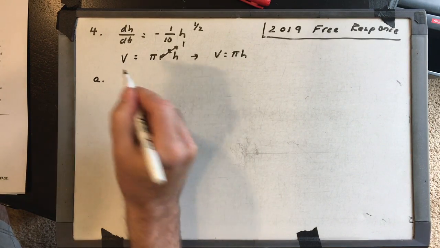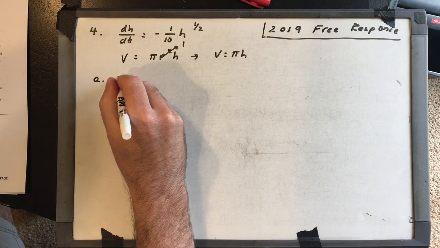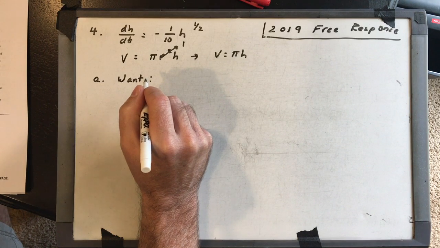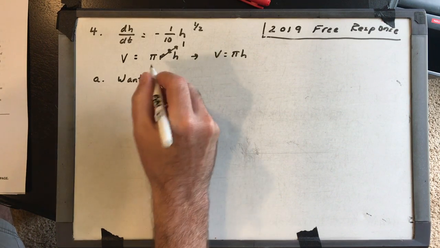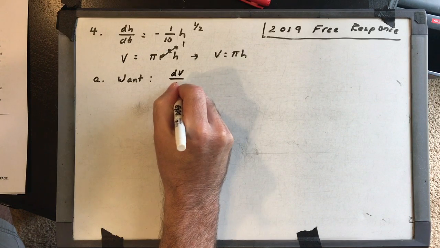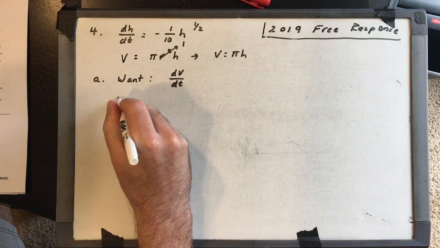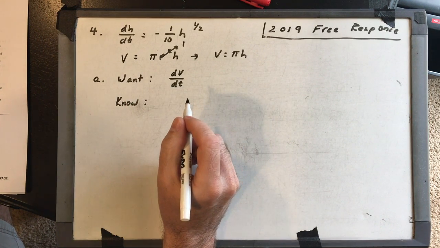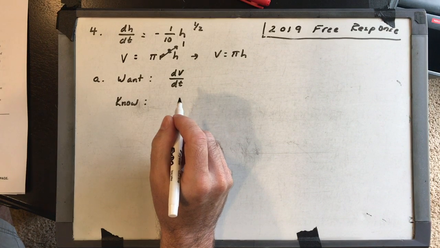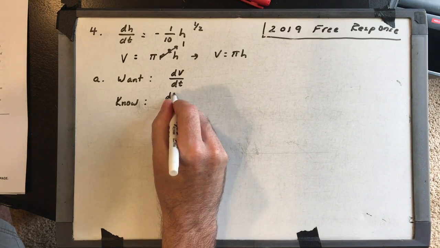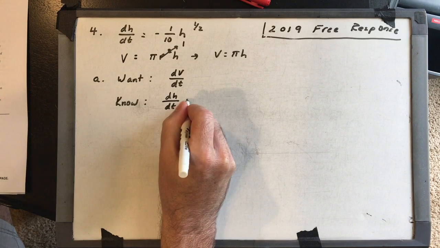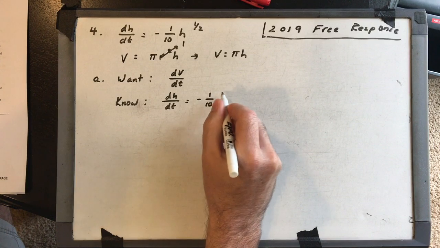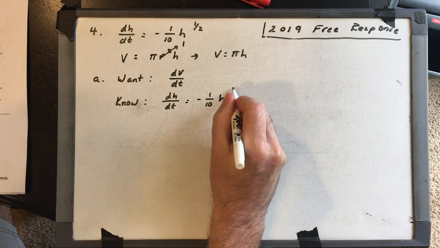For part A, let's use our related rates procedure. What do we want? Reading through it again, what we want is dV/dt, the volume of water with respect to time. What do we know? We know that dh/dt is equal to minus 1/10 h to the 1/2.